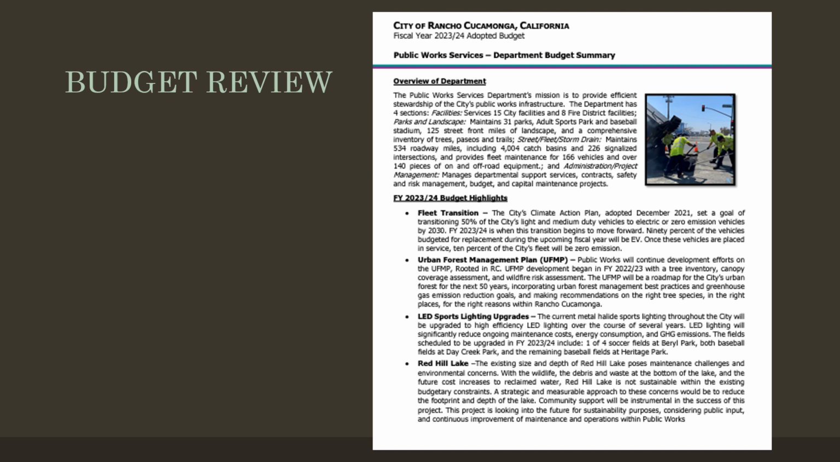And really each department is broken up into 4 sections. I'm going to review 3 of those 4 sections. The first page of the budget is really just providing an overview of the department. It also provides some budget highlights for the current fiscal year. In this case, it's highlighting some of the major capital maintenance projects that they'll be undertaking for the year.